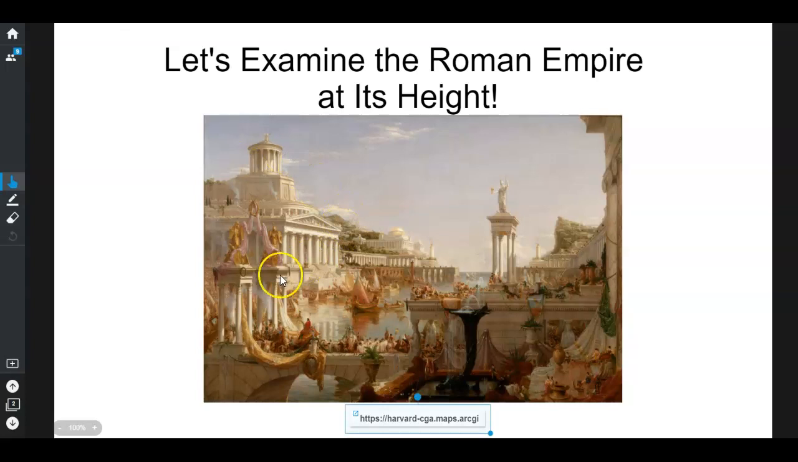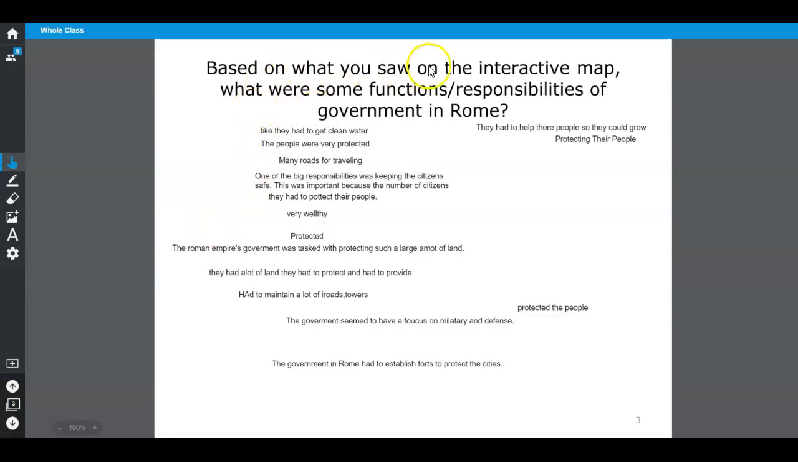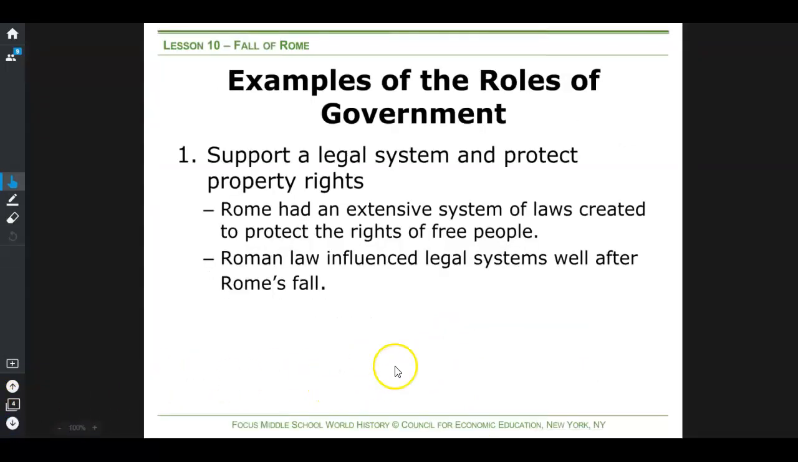So after we took a look at that, students were asked to think about, based on what they saw on the map, what were some of the functions and responsibilities of the government in Rome. So they provided clean water to the people. They protected the people. They built roads for traveling and trade, keeping the citizens safe, protecting a large amount of land, maintaining their roads and military forts, with a large focus on military and defense, and the establishment of forts to protect the cities.